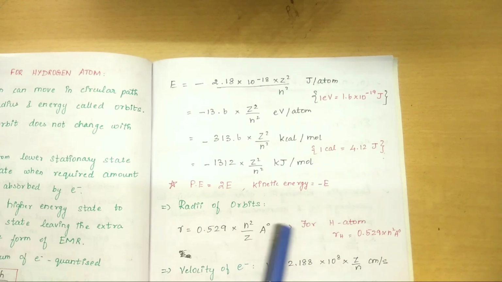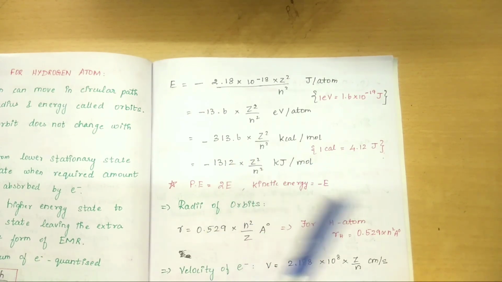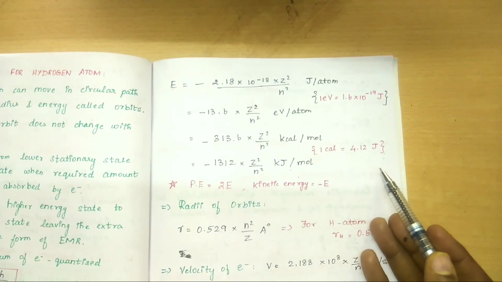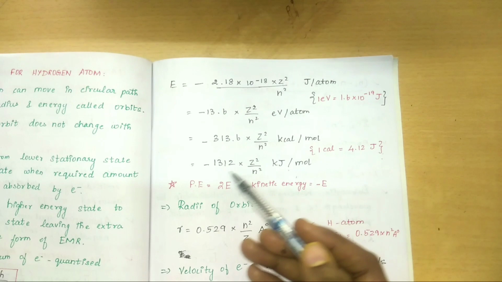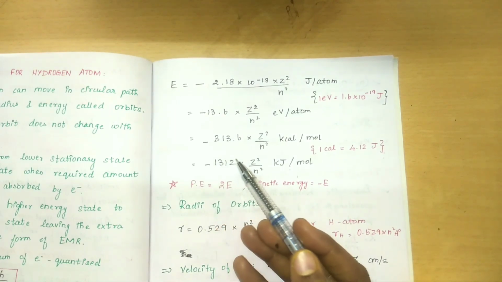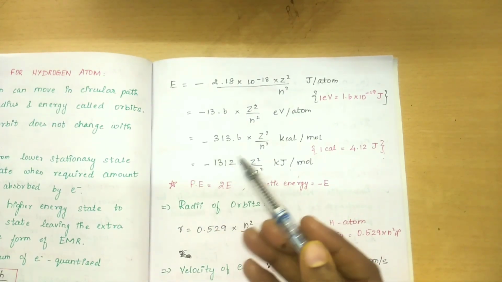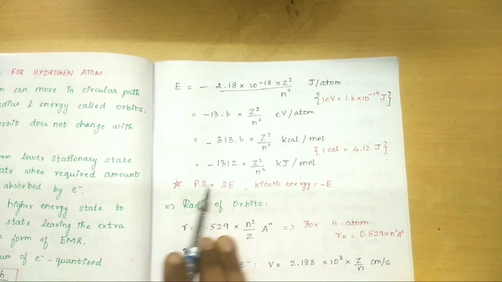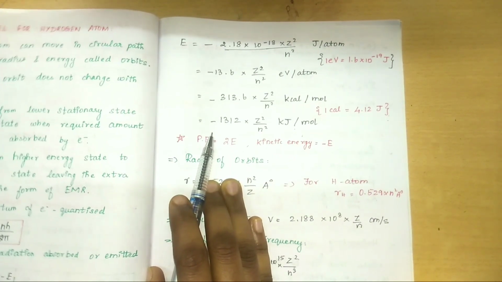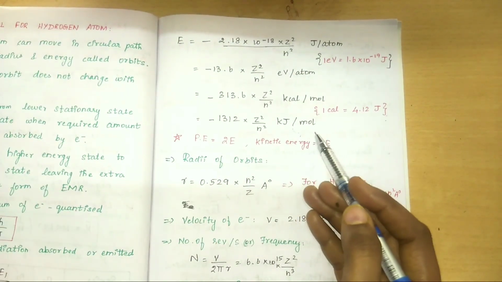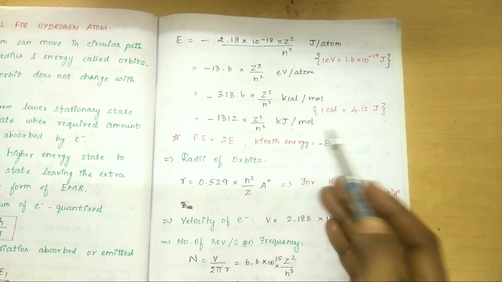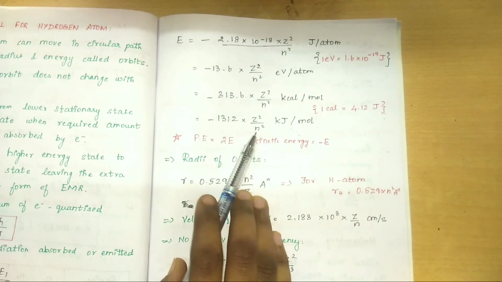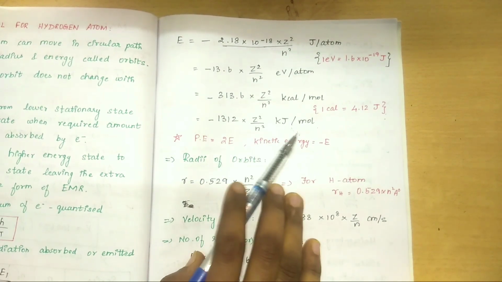Then we know the calorie to joule conversion, 1 calorie equals 4.184 joules. If you apply here, you will get minus 313.6 into z square divided by n square kilocalories per mole. And in kilojoules, if you want to write, it means kilojoule per mole, where atom becomes mole. So you will get minus 1312 into z square by n square kilojoule per mole.